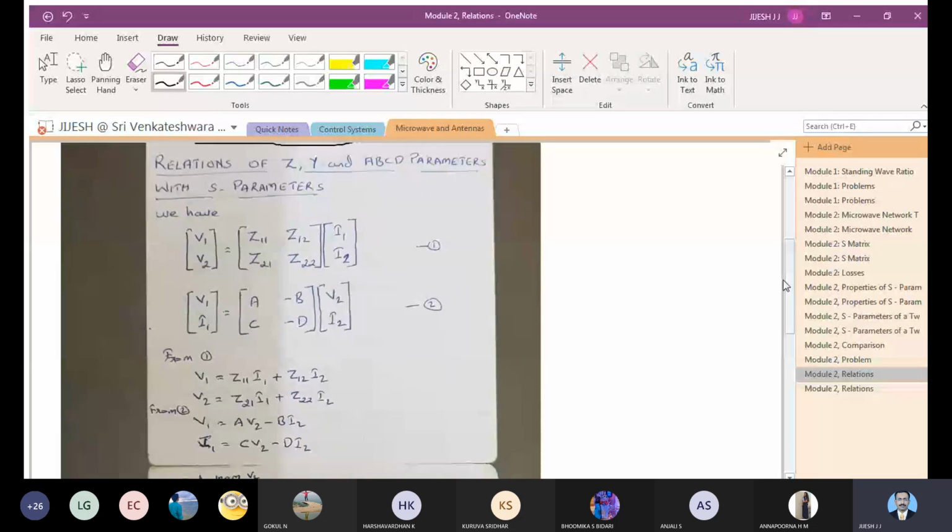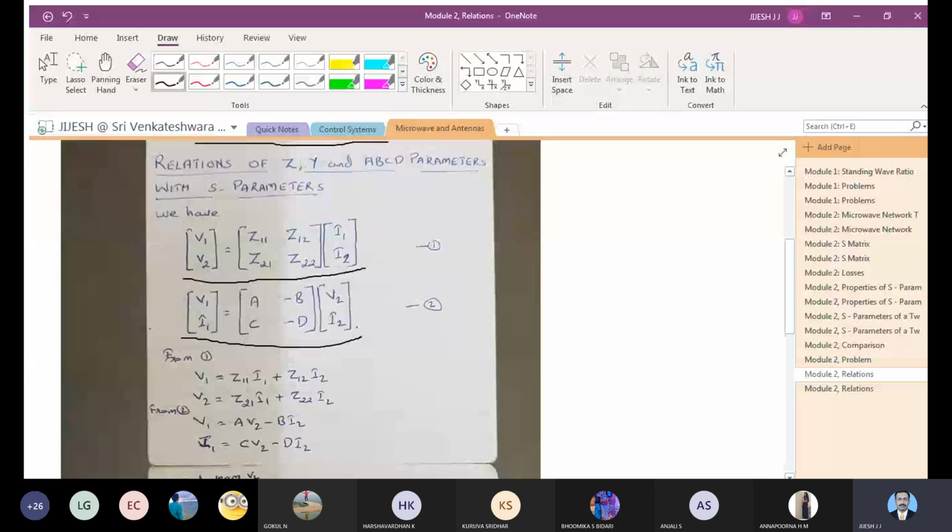So you can write down this equation for Z parameters. In the first class, we have written the equations for Z and ABCD parameters. Mark them as equation 1 and equation 2. From equation 1, you can rewrite it in this form: V1 is equal to Z11 I1 plus Z12 I2 and V2 is equal to Z21 I1 plus Z22 I2. As well as equation 2 can be rewritten as V1 is equal to A V2 minus B I2 and I1 is equal to C V2 minus D I2.